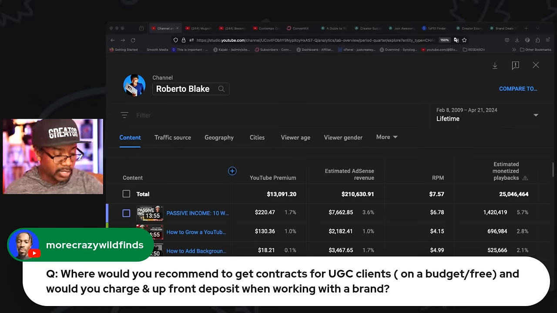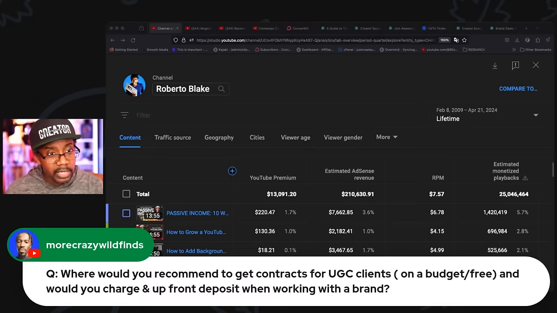And why do I mention this? It's because there are other platforms where you can get upfront because it's just more traditional to get upfront with Instagram. TikTok depends on the situation for getting upfronts. Upfront payment is more common on Instagram than it is on YouTube, believe it or not. So definitely, with UGC, you can get upfront deposits more in TikTok and Instagram.